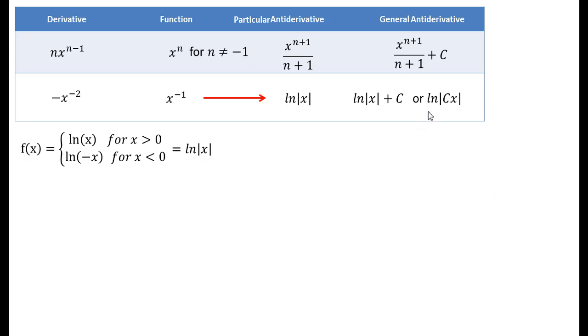Therefore, we've shown that natural log of absolute value of cx is another way to write the general antiderivative. Although it's not common to write it like this, it's good to know that it works. In conclusion, we've shown the antiderivative of the function x to the n, and then showed its special case where n equals negative 1, where our typical process doesn't work. We have to refer to the natural log of the absolute value of x as the antiderivative for that particular case.